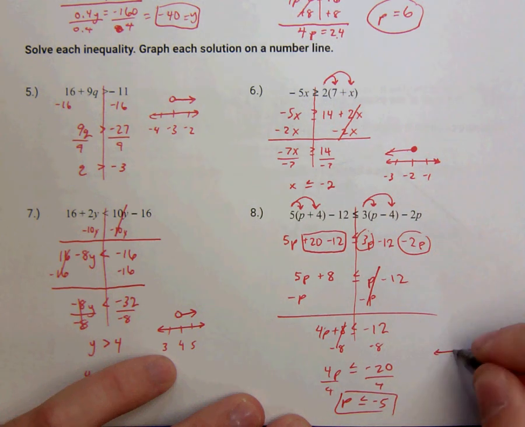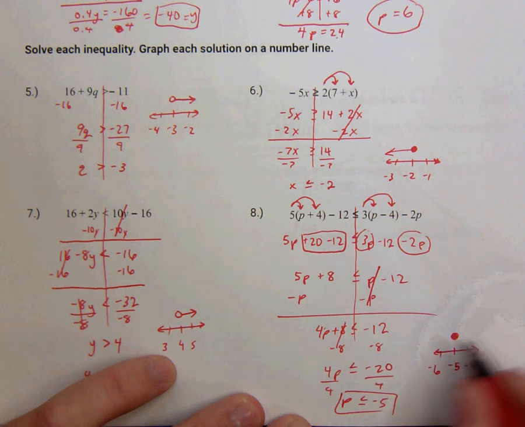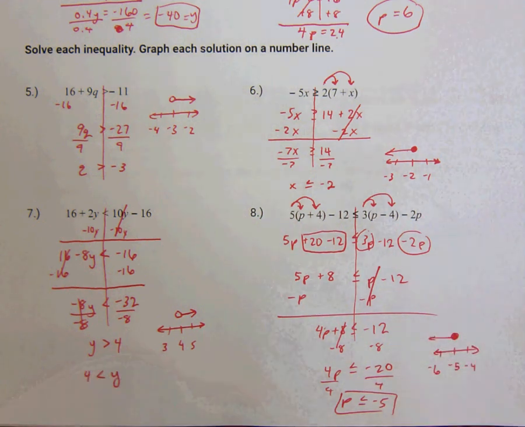Don't forget the number line. Negative 5, negative 4, negative 6. It is closed and moving to the left. Okay.